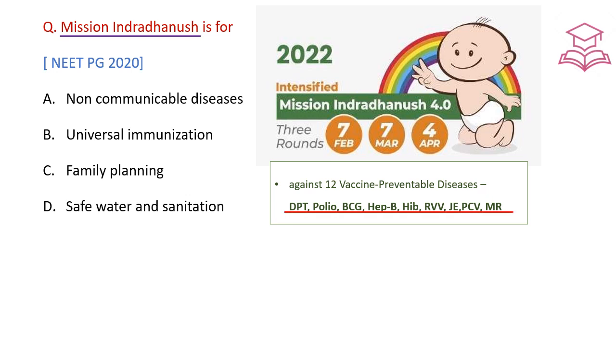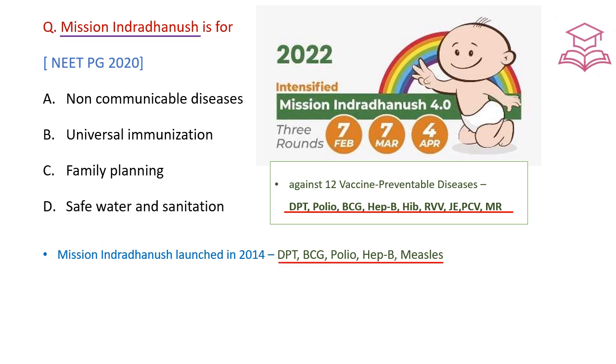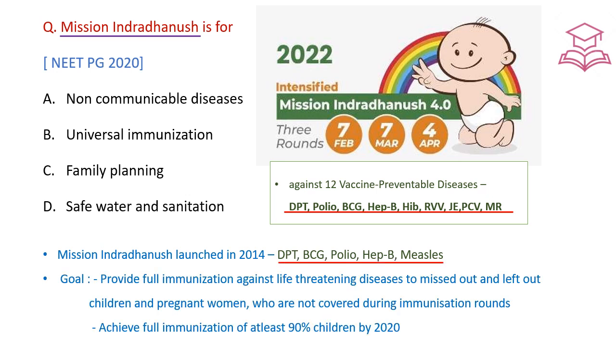The Mission Indradhanush was launched in 2014, and Indradhanush means a rainbow, so it covers 7 vaccine preventable diseases, which are diphtheria, pertussis, tetanus, childhood TB, polio, hepatitis B, and measles. The goal of Mission Indradhanush was to provide full immunization against life-threatening diseases to missed out and left out children and pregnant women who are not covered during immunization rounds, to achieve full immunization of at least 90% of the children by 2020.